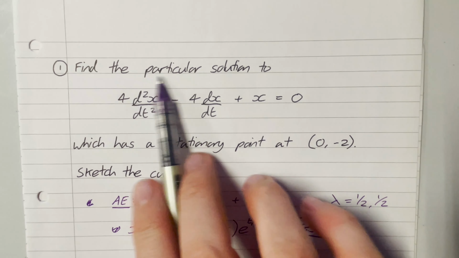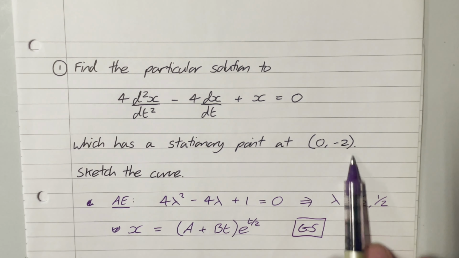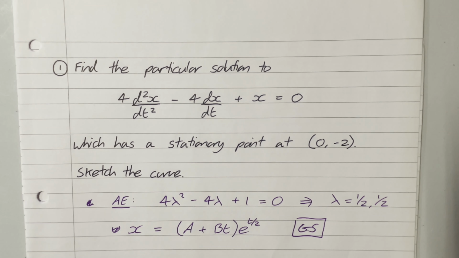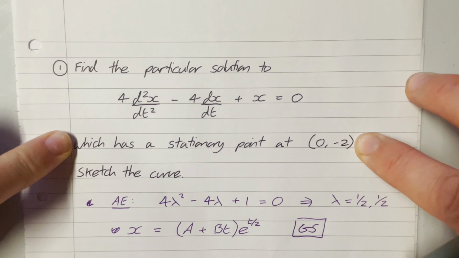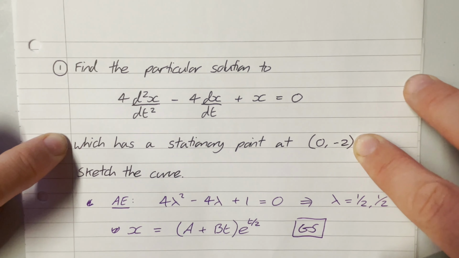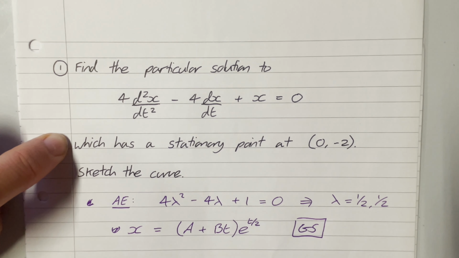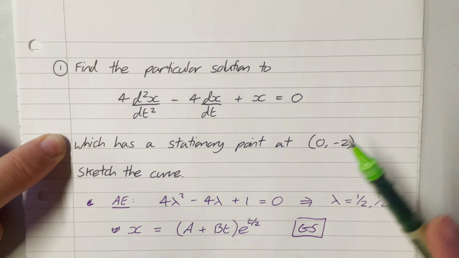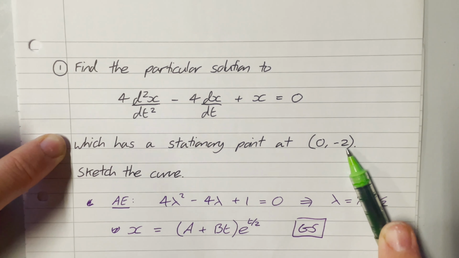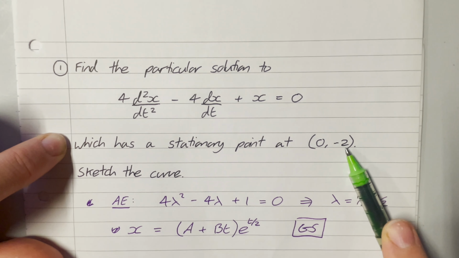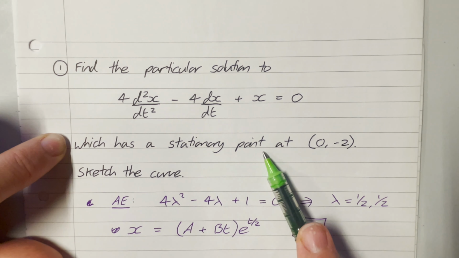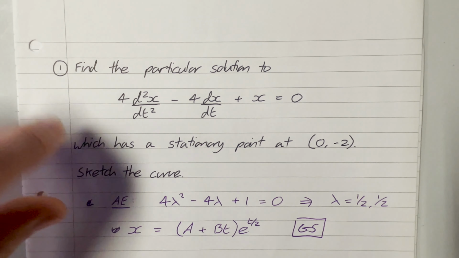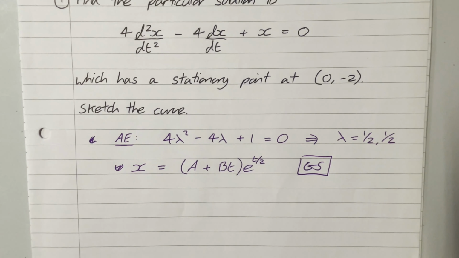We are now asked to find the particular solution, not the general solution, such that it's got a stationary point at (0, -2). So this line here has 2 pieces of information within it, which is what we need because there are 2 arbitrary constants, so we need 2 pieces of information. The first piece of information is that the curve goes through the point (0, -2). And then the second piece of information is when x is 0, the gradient is 0, because it's got a stationary point.